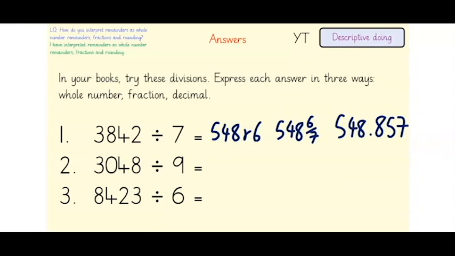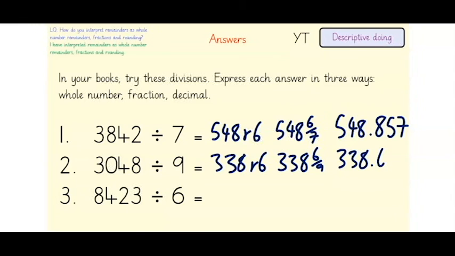3,048 divided by 9 is 338, remainder 6. Giving our remainder as a fraction would be 6/9. And you may have noticed that 6/9 is the same as 2/3. Giving our answer as a decimal would be 338.667.